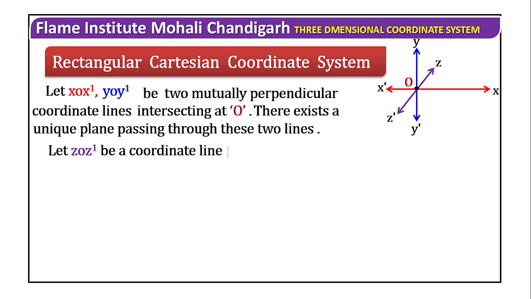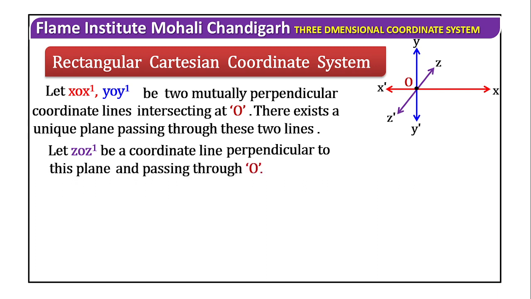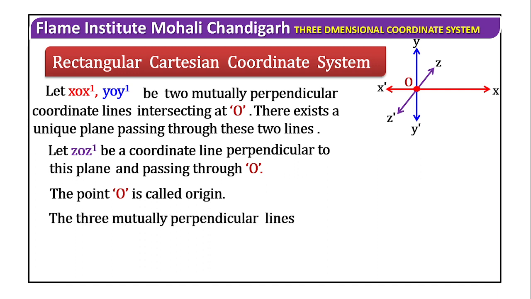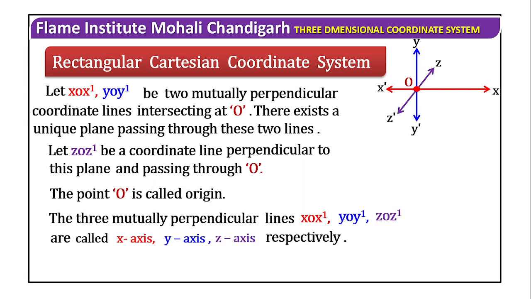Now let zoz dash be a coordinate line perpendicular to this plane and also passing through the point O. Okay, we take one more axis, the z-axis, a coordinate line perpendicular to the plane and passing through the origin O. Now O is called the origin, and the three mutually perpendicular lines xox dash is known as the x-axis, yoy dash is known as the y-axis, and zoz dash is known as the z-axis respectively.